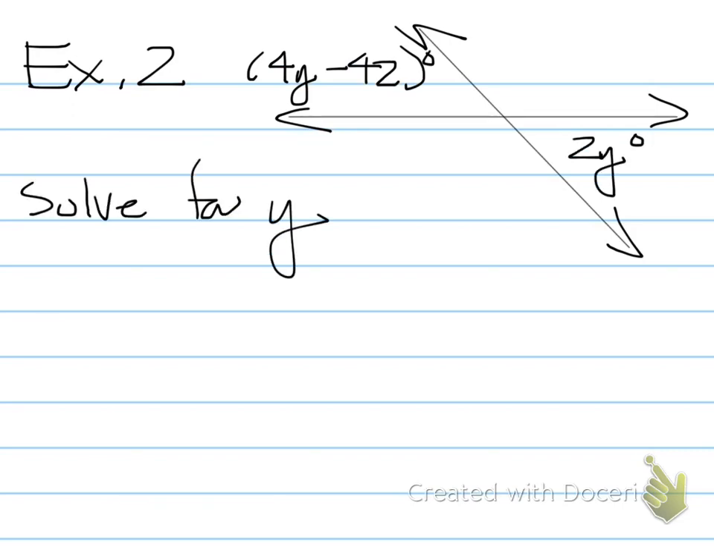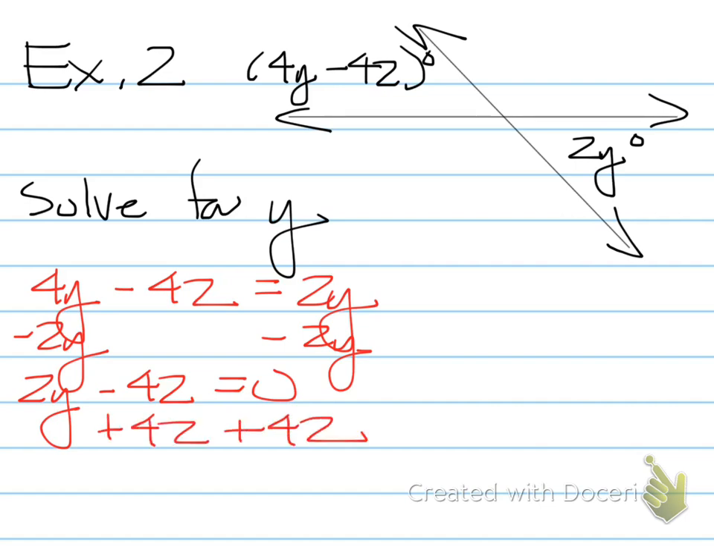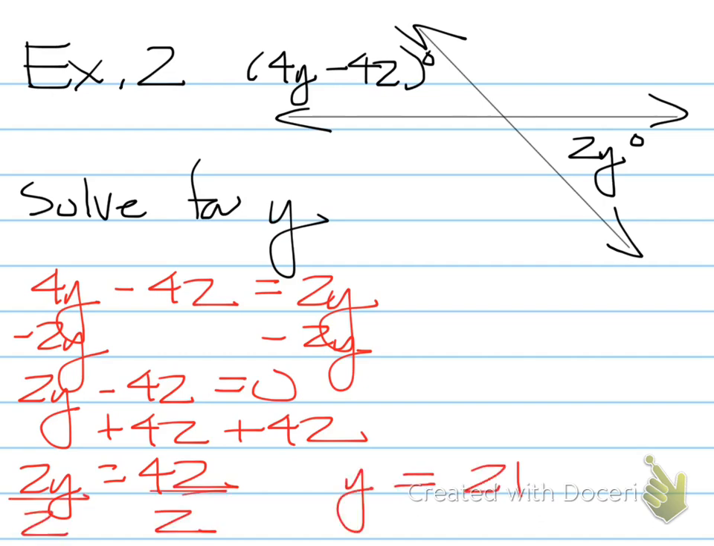Now the two angles that we have expressions for form vertical angles, so they have the same measure. So I'm going to set the two expressions equal to each other. I want to first subtract 2y from both sides. That will give me 2y minus 42 equals 0, and then I'm going to add 42 to both sides. Lastly, I'm going to divide both sides by 2, and I determine that y equals 21.